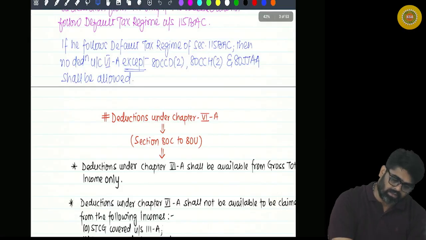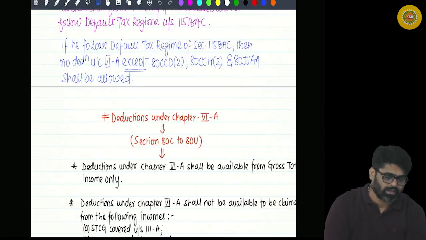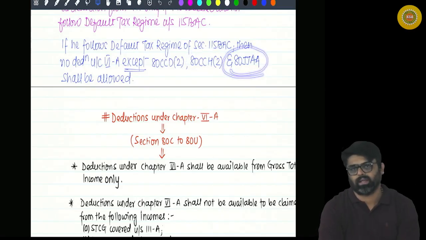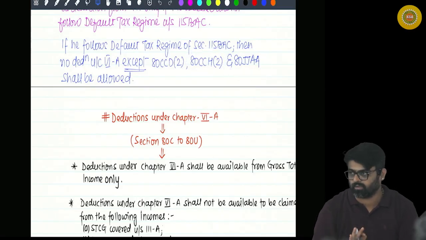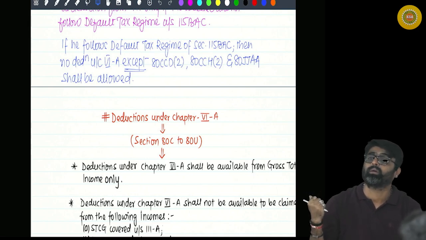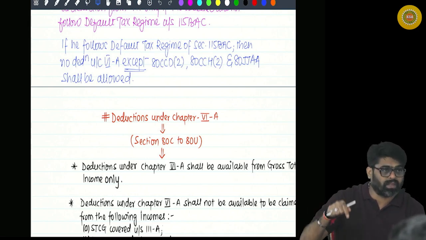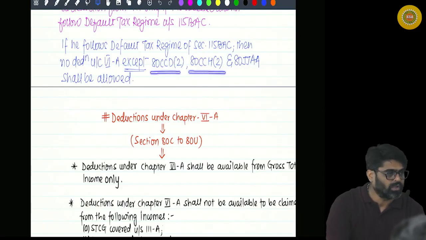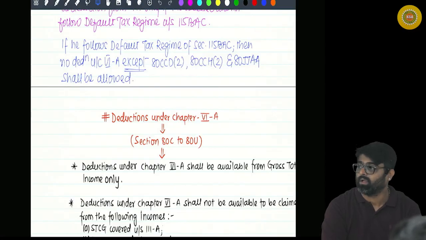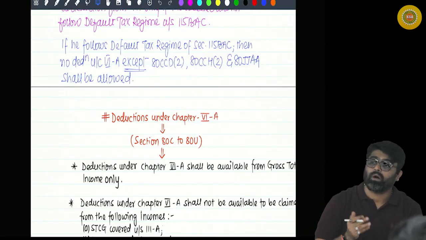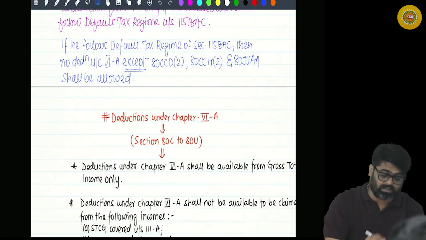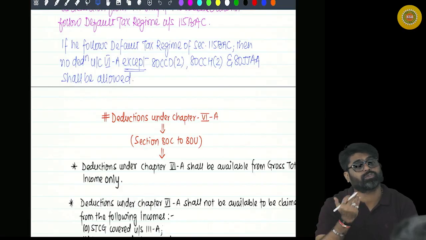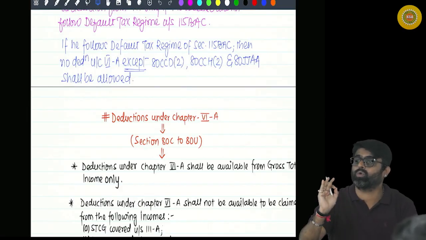He will get the deduction under 80CCD subsection 2, 80CCH subsection 2, and 80JJAA. These 3 deductions will still be allowable. So can I say these 3 deductions are allowable whether you follow 115BAC or you don't follow 115BAC? 80CCD(2), 80CCH(2), and 80JJAA. Yes or no? Other deductions, other than these 3, will be allowed only if you shift out, only if you don't follow 115BAC.